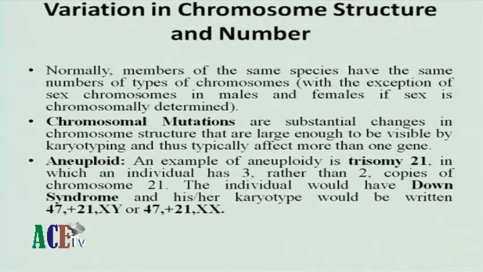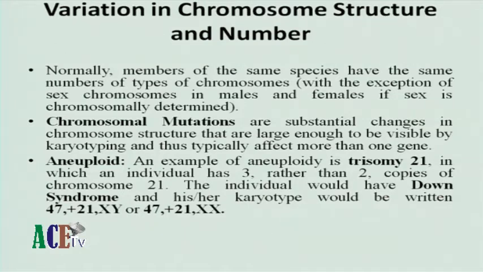An example of chromosomal mutation we have is aneuploidy. Aneuploidy is a type of chromosomal mutation which has substantial changes in the chromosome structure that are large enough to be visible. You can only detect this condition by karyotyping the chromosomes.